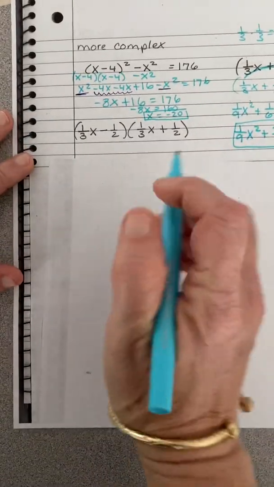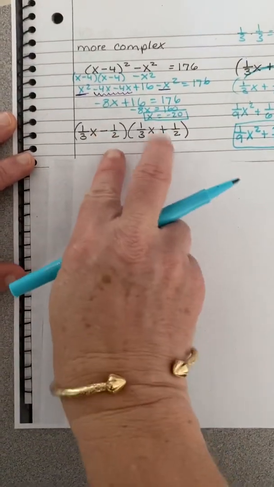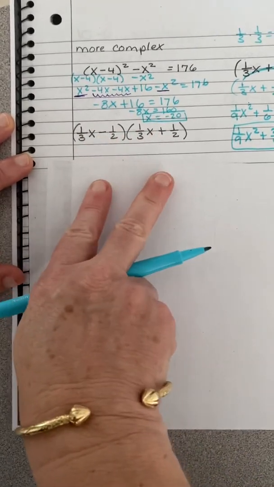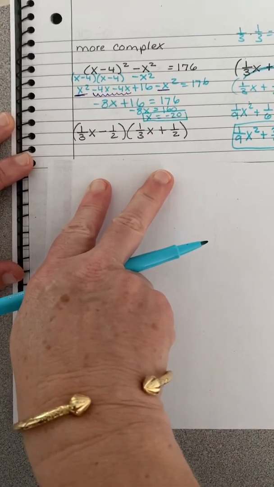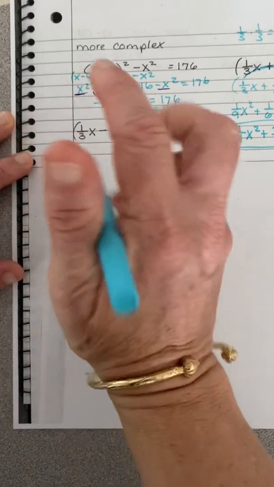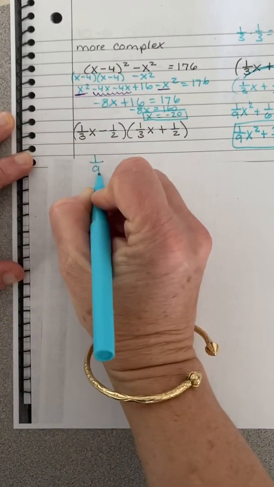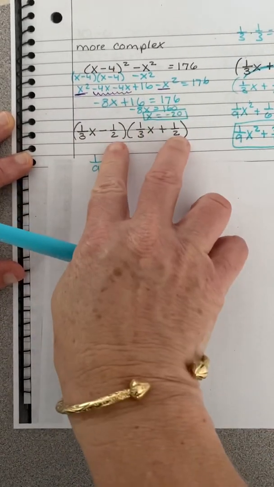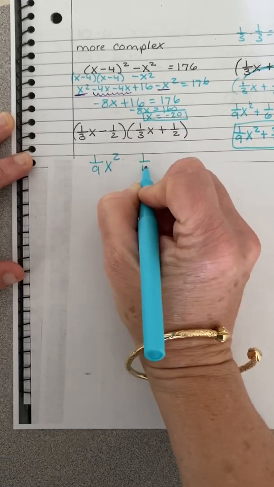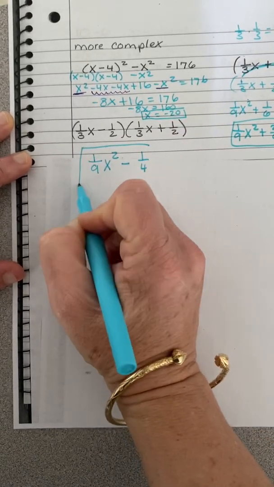Okay, last one. I just heard the bell. So this is going to be a difference of squares. So I'm definitely going to use a shortcut for this one. I square the first guy, so I have 1/9 x squared. Square the second one, 1/4, and I'm going to use a subtracting sign.